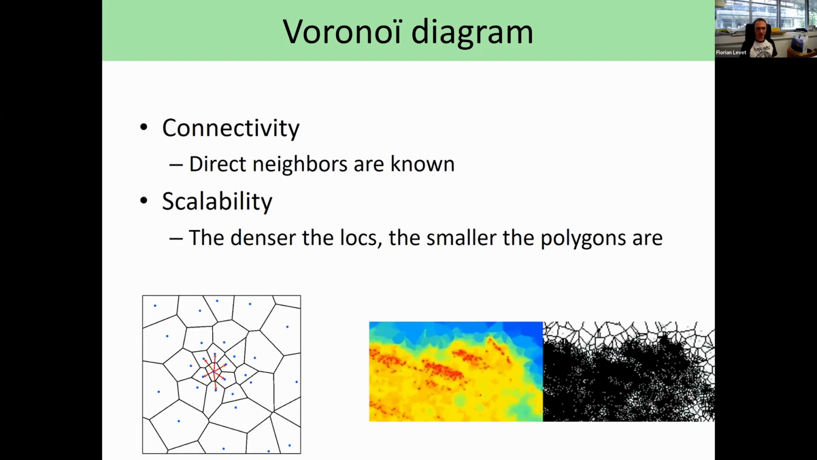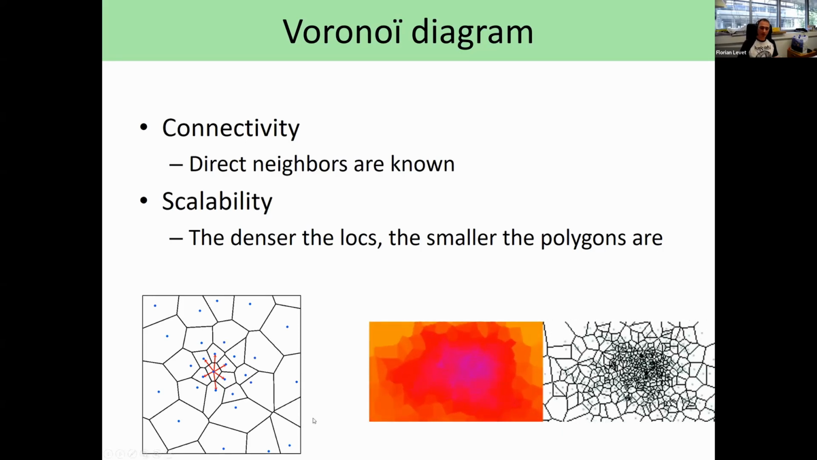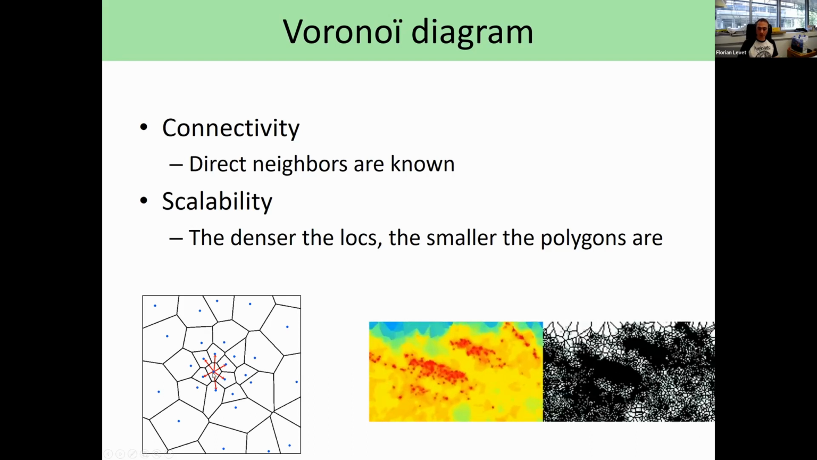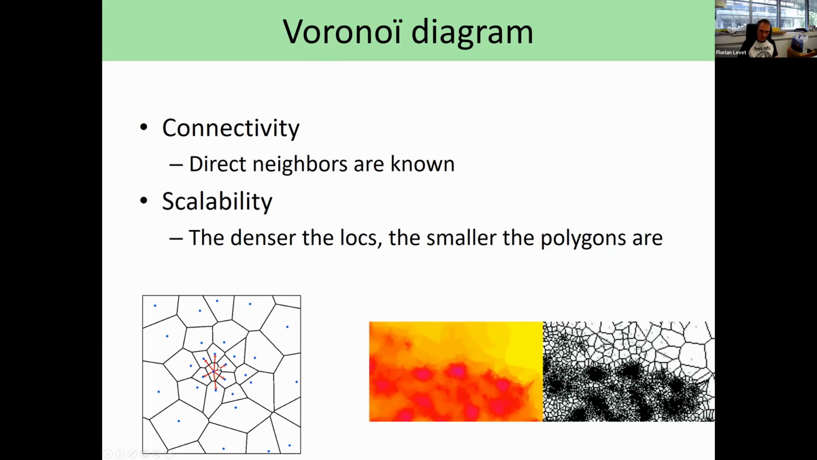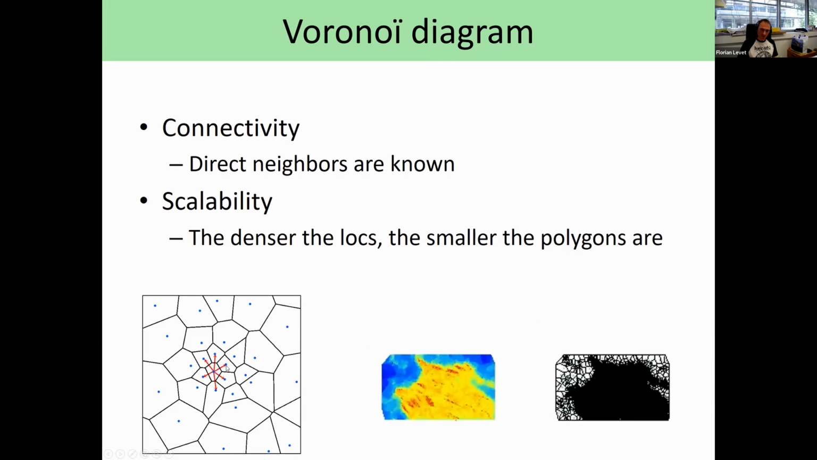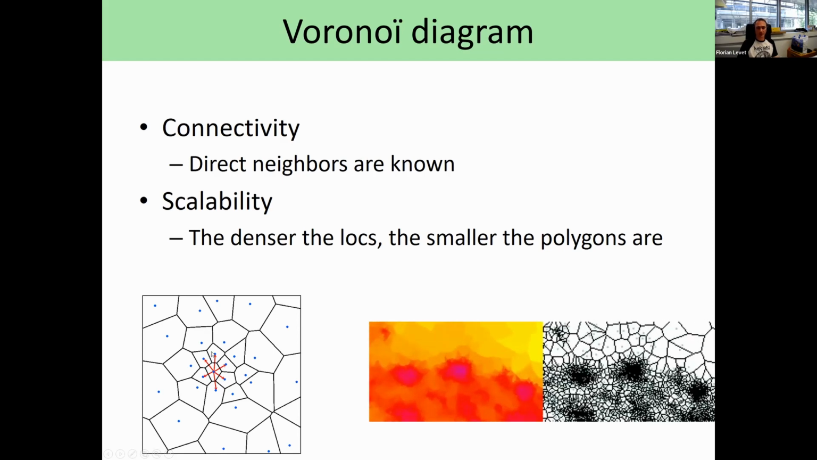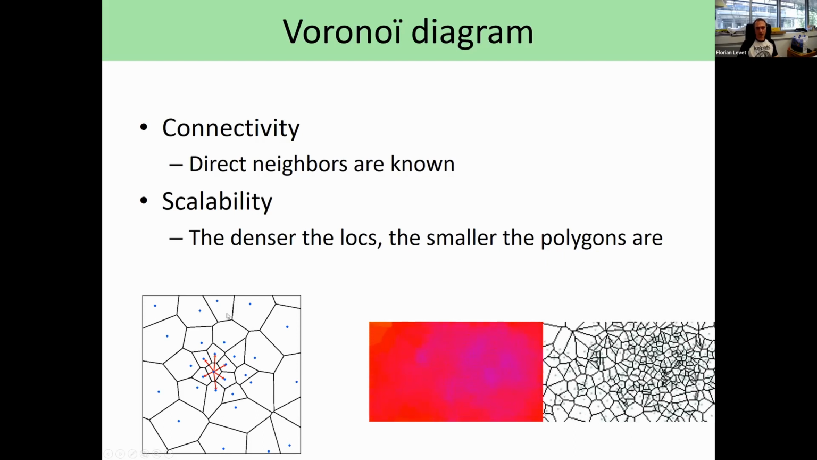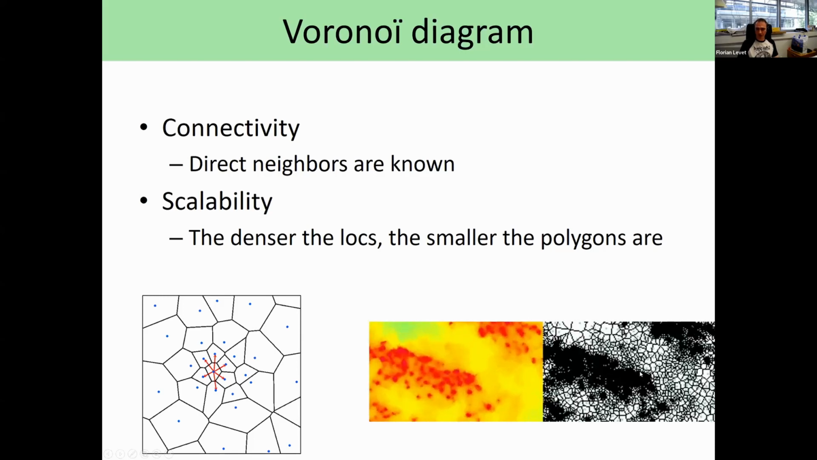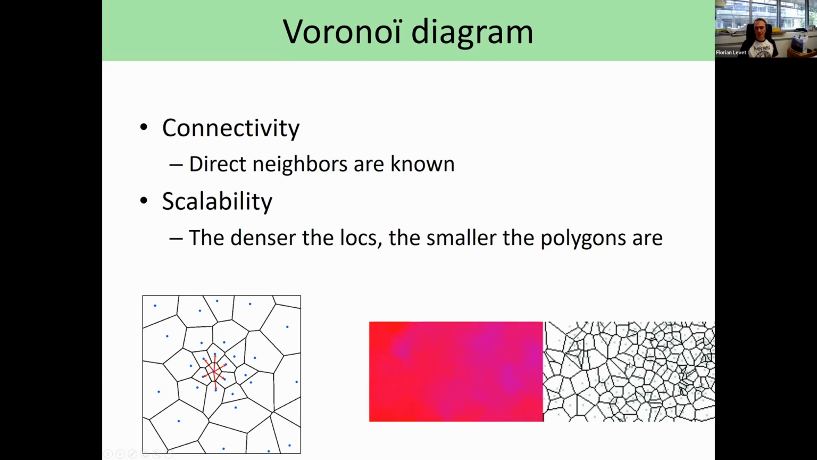The Voronoi diagram has two very interesting features. First, there is the connectivity. You know the direct neighbors of one localization by construction. That means that any polygons that share an edge, you see that these two polygons share an edge here, mean that these points are direct neighbors. You know that by construction, and you can retrieve the direct neighbors during the quantification. And the second feature is the scalability, which is that the denser the localizations are, the smaller the polygon will be, which is really interesting because that means that you will really take this into account when you compute some features on the polygons.